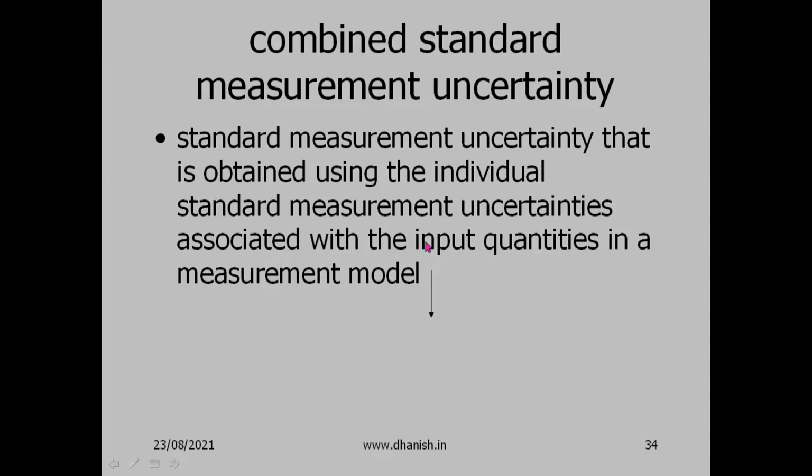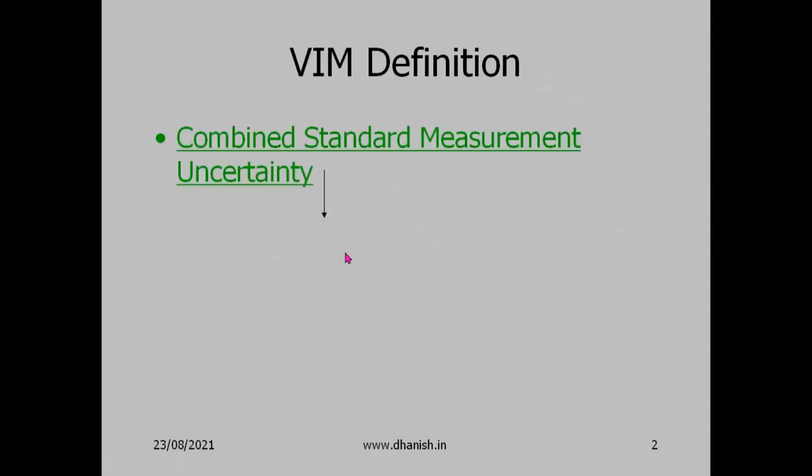So the input quantities. If we want to measure the area of a room, we are measuring length and breadth. What is the length? There is some uncertainty. What is the breadth? There is some uncertainty. So they are the individual standard measurement uncertainties associated with the input quantities. Using these individual standard uncertainties, we compute the uncertainty of the measurement result. That is the combined standard measurement uncertainty.